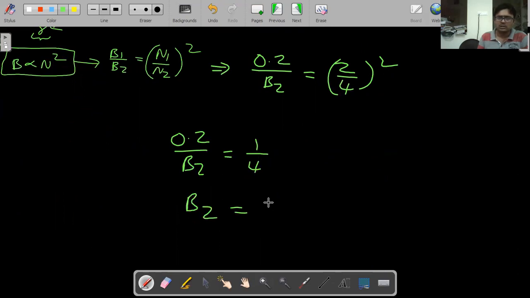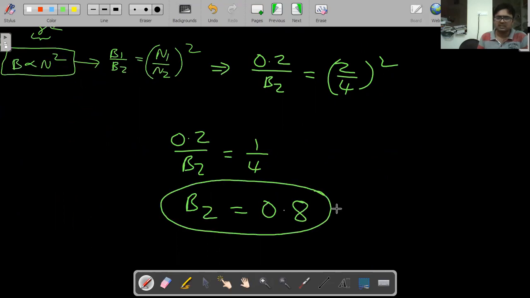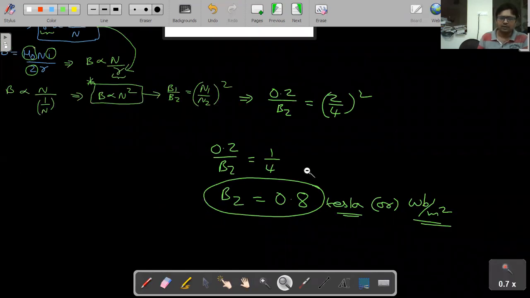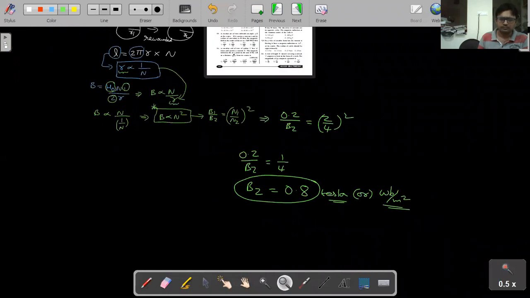So B2 is equal to 0.8. The unit we can take is Tesla, because the SI unit of magnetic field is generally Tesla or Weber per meter square. Remember, don't forget, we can also call it magnetic field induction or even magnetic flux density. Sometimes they use magnetic flux density for B. That is the information you have to know.